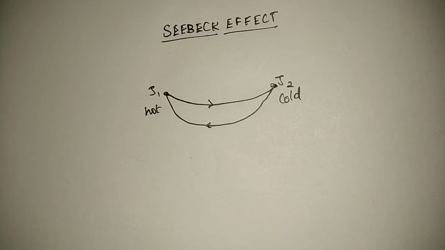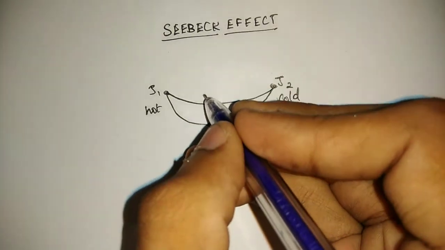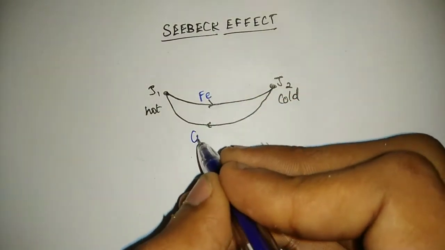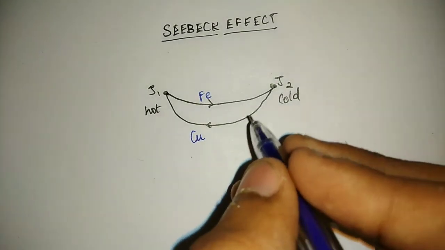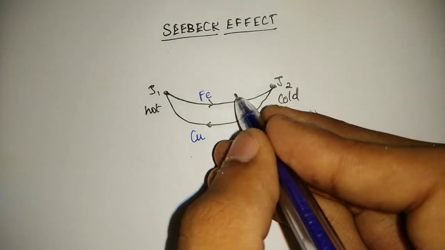So this was actually the result found by Seebeck. It is basically that when you combine two dissimilar metals and there is a temperature difference, you find a current flowing through those two dissimilar metals. Seebeck took iron and copper and he found the current with a galvanometer.